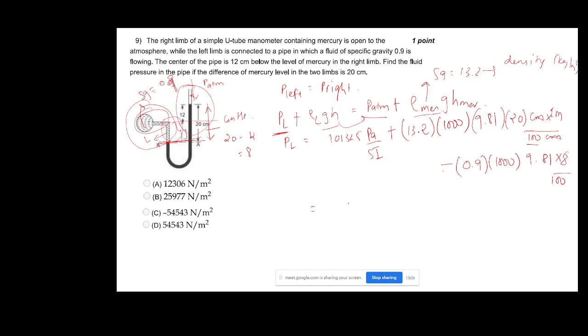If I calculate and solve this, then the pressure in the pipe will be, if you calculate, can someone please calculate and solve and tell me? If someone gets the answer, then they can unmute and let me know. Anyone?